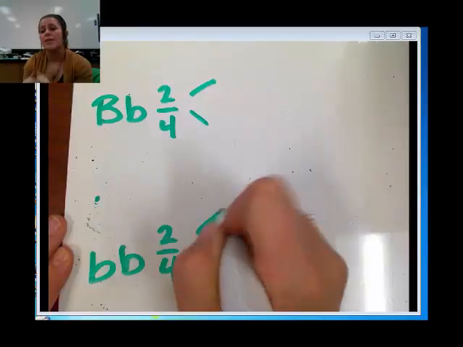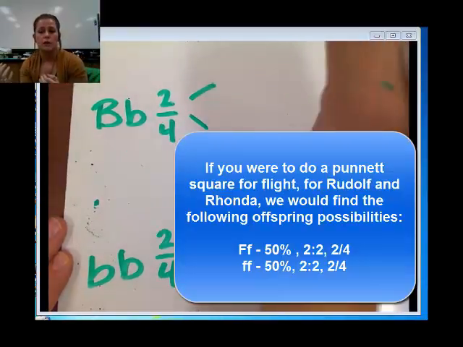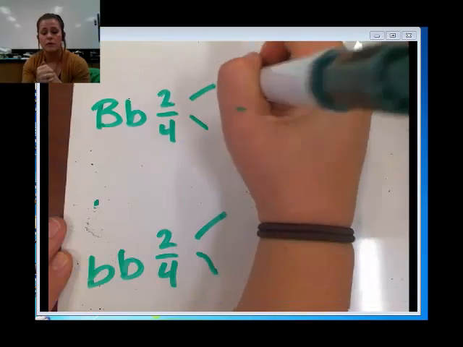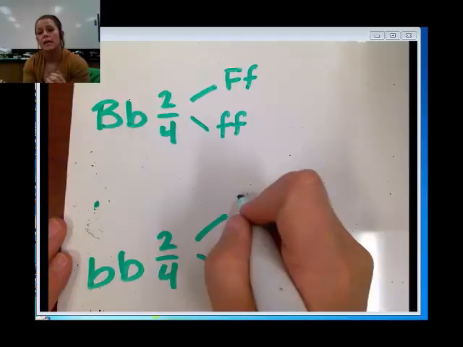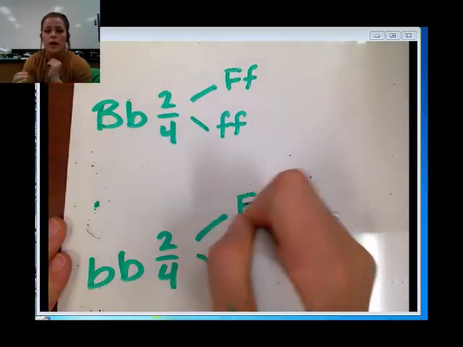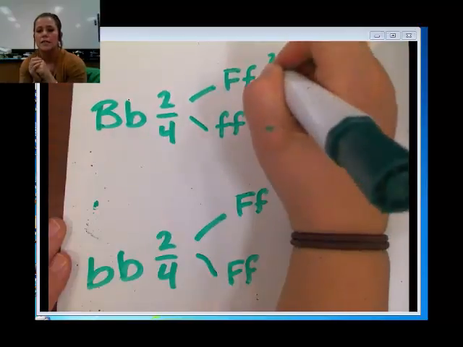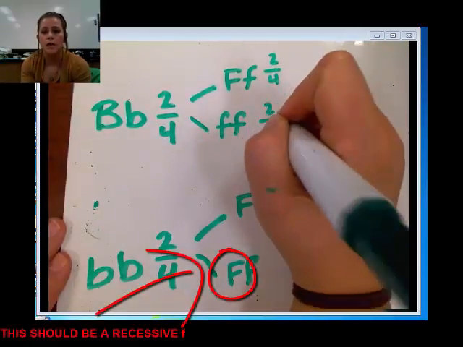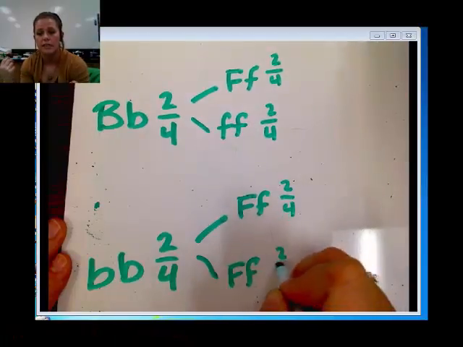Then if we look at the next trait, flightlessness, and we did the Punnett square for that, we would see the same thing. We would have a heterozygote, or we would have the homozygous recessive. And so we want to go ahead and fill those out and put the probabilities right next to them. So 2 of 4 would be heterozygotes, 2 of 4 would be homozygous recessive.